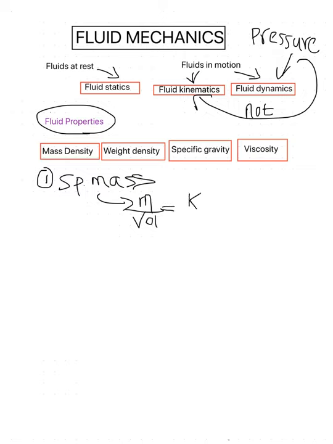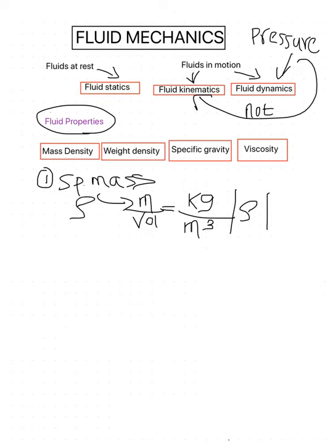Now if you check, the unit of mass is kilogram and the unit of volume is meter cube, which means the unit of specific mass is kilogram per meter cube. So specific mass or mass density has the unit kilogram per meter cube, and it is represented as rho. So we get the equation rho equal to mass by volume.